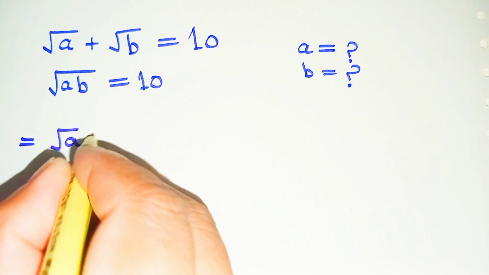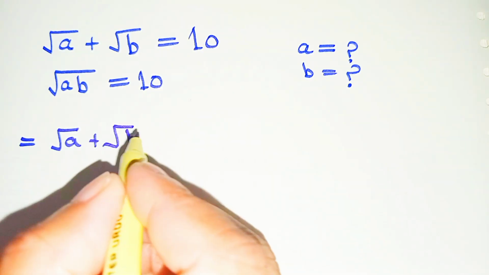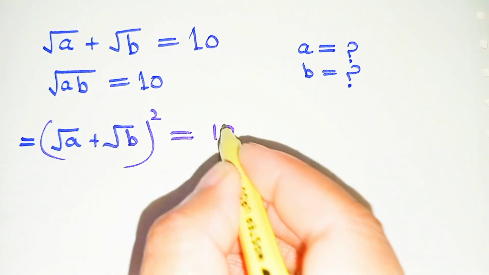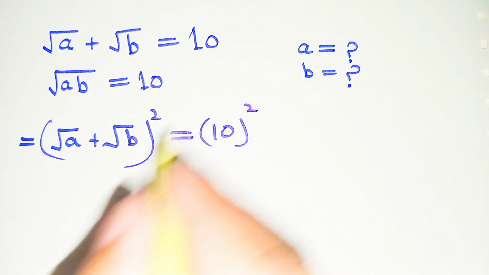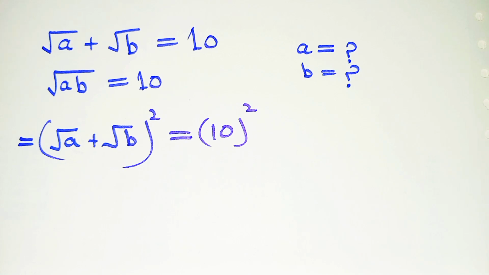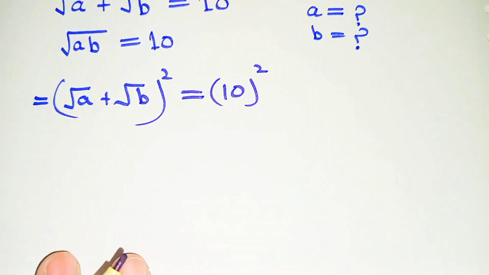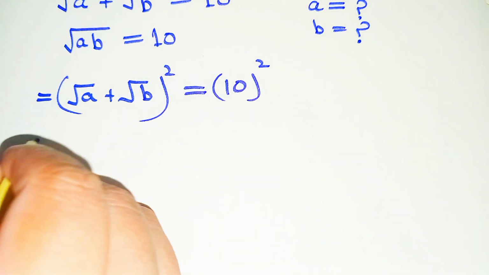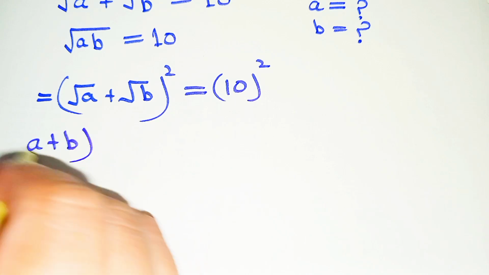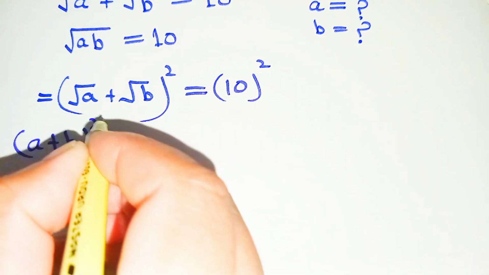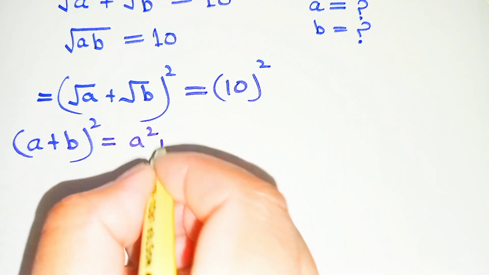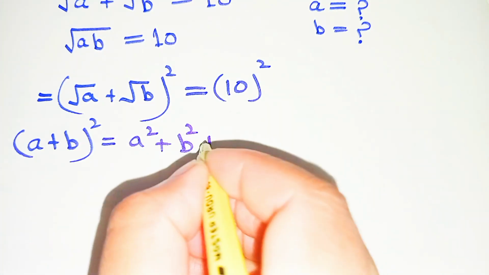(square root a plus square root b) to the power of 2 is equal to 10 to the power of 2. We take the square on both sides. Now here we use an algebraic identity, which is (a plus b) to the power of 2 is equal to a squared plus b squared plus 2ab.